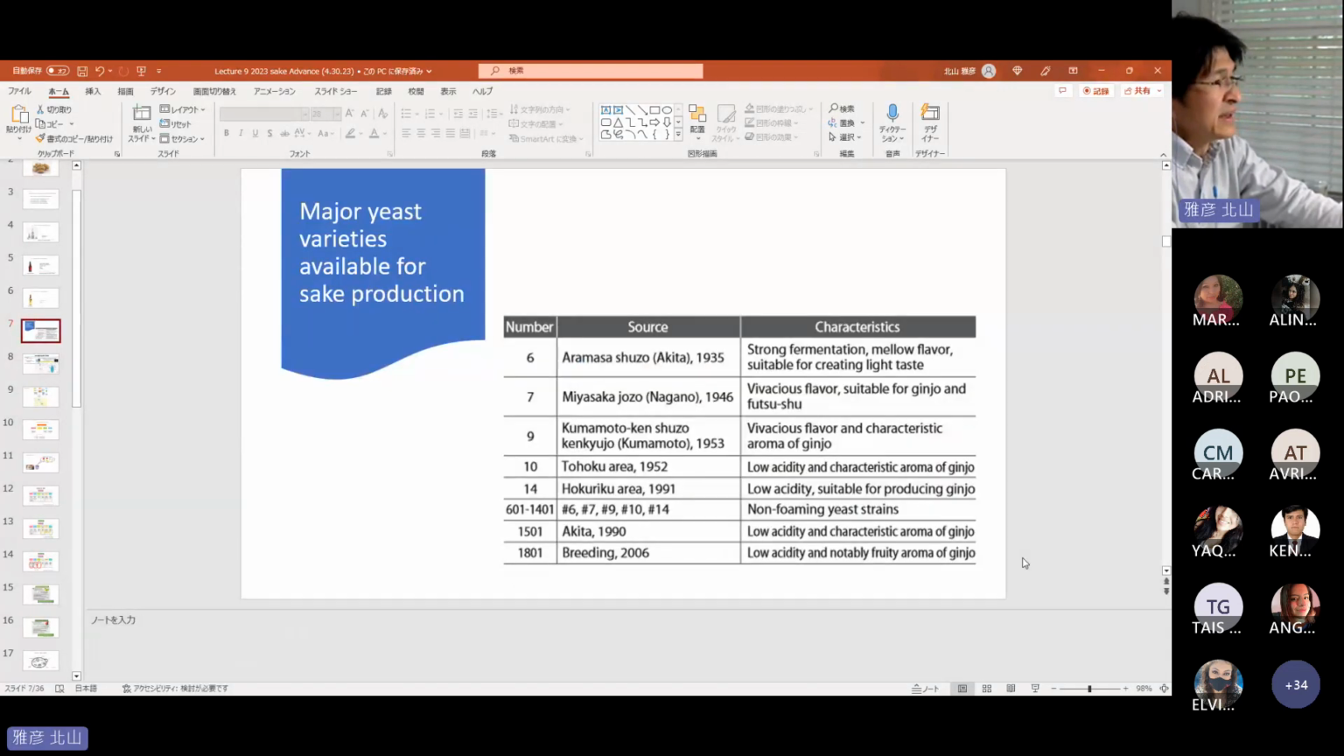So you can imagine the trend has changed from the taste of traditional sake to sake with ginjo aroma, a fruity aroma, a floral aroma, which was made by certain yeast strains, like these yeasts.